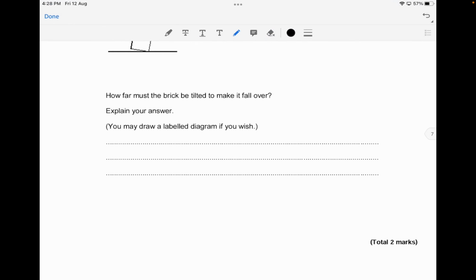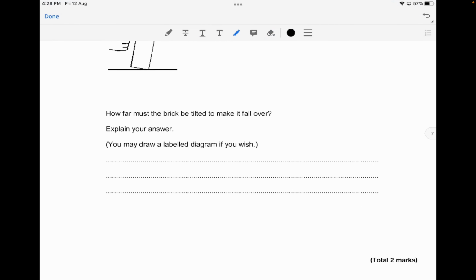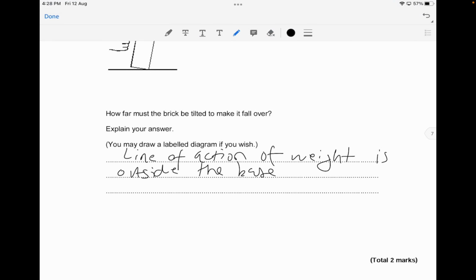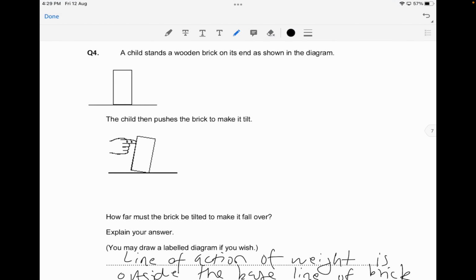So in order to do this, either the center of gravity has to be lowered or higher. So you can mention that, but you have to show that there should be a vertical line through the center of mass, which should be outside the baseline of the brick, or the line of action of weight is outside. The line of action is just anywhere where the force acts. So the line of action of weight must be outside the baseline of the brick.